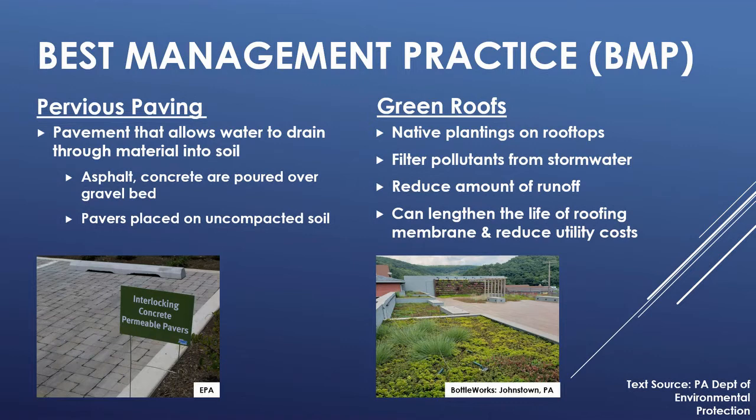Green roofs utilize native species and filter pollutants from stormwater collected on rooftops. They also help to reduce the amount of runoff, beautify a typically unhospitable location of the building, reduce utility costs, and lengthen the life of the roofing membrane. The photo example seen here is at the Bottle Works location in Johnstown, Pennsylvania. They have turned their green roof into a rentable space as well as an educational opportunity.